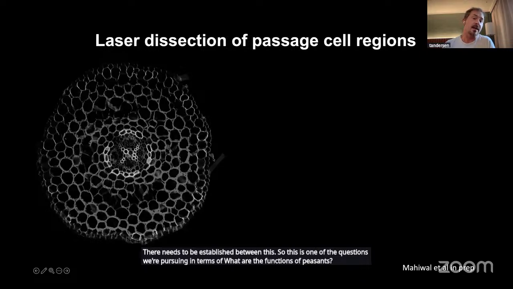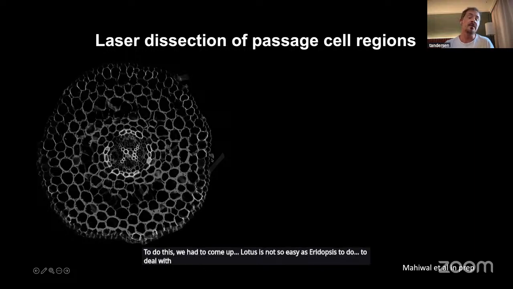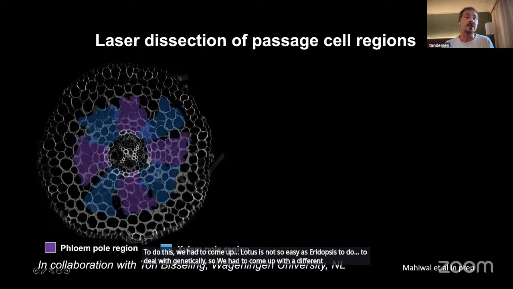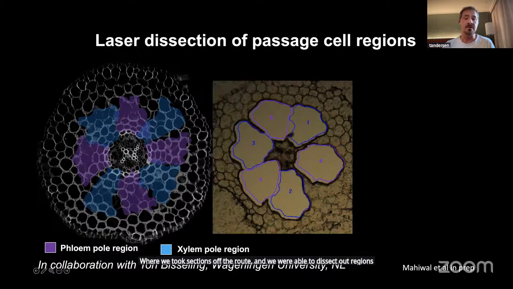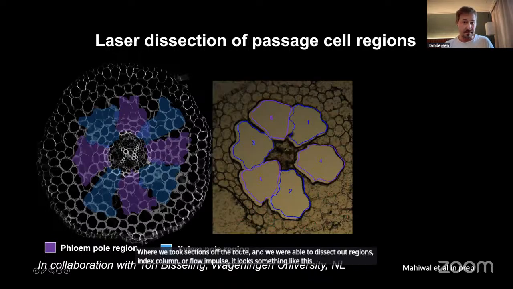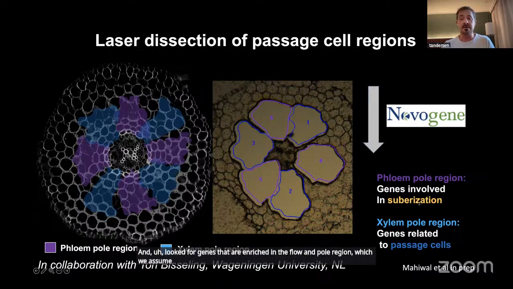To do this, we had to come up with different methods, because Lotus is not as easy as Arabidopsis to deal with genetically. Together with Ton Bisseling from Wageningen University in the Netherlands, we did a laser dissection study where we took sections of the root and were able to dissect out regions in the xylem and phloem poles. It looks something like this in real life. Then we took these different sections, together with Novogene, and sequenced them and looked for genes that are enriched in the phloem pole region, which we assume are associated with suberization. These are, of course, known from Arabidopsis.